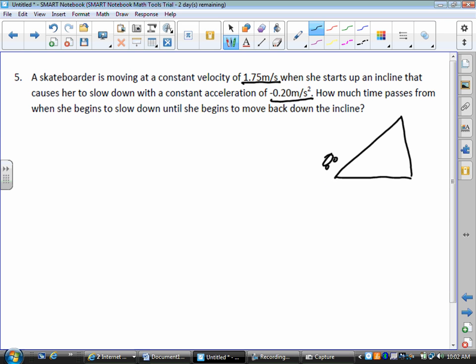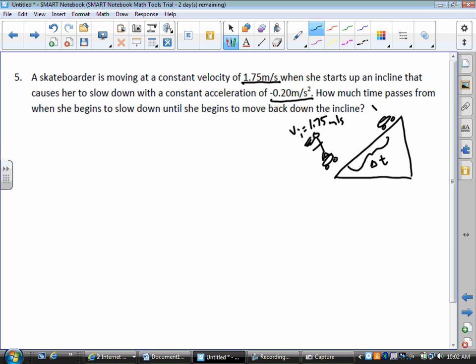So we've got this girl, and she's going up this ramp, and we want to know the time it takes before she gets to a point where she starts rolling backwards, right? So we want to know the change in time. The initial velocity here was 1.75 meters per second.